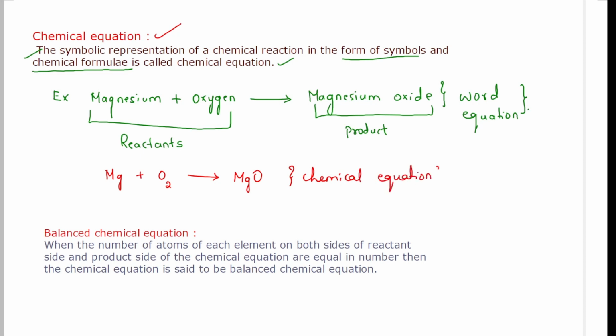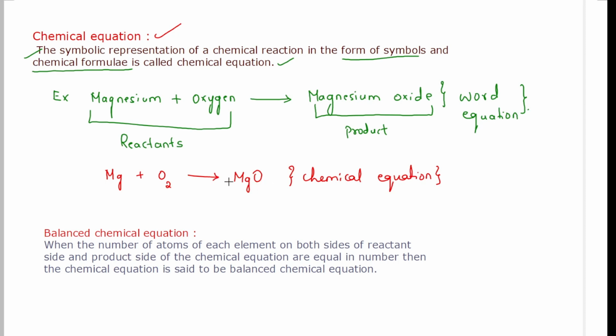We represent the reaction in the form of symbols and chemical formulae. This is the element symbol, that is Mg, magnesium, O2 is oxygen molecule. The plus sign will separate various reactants or various products. Here we have got only one product. If it is more than one product, we will separate those products again by plus sign.